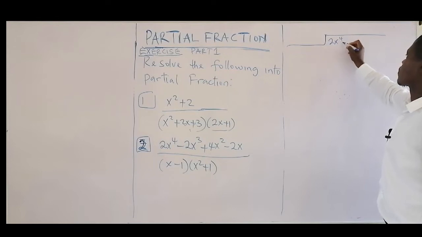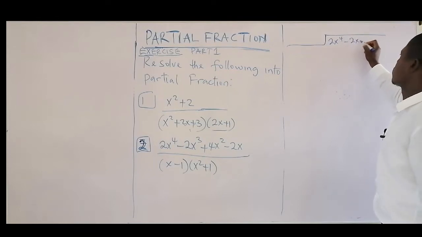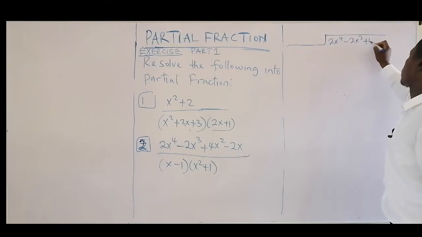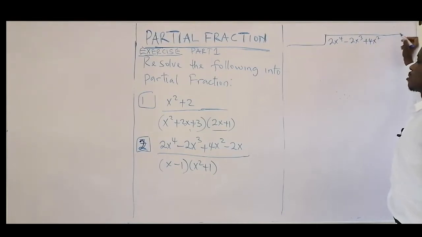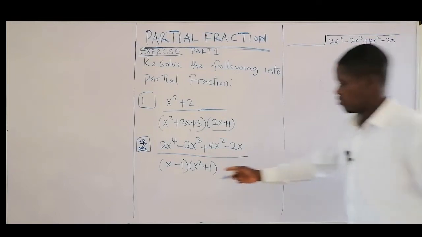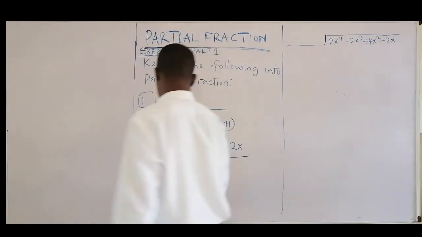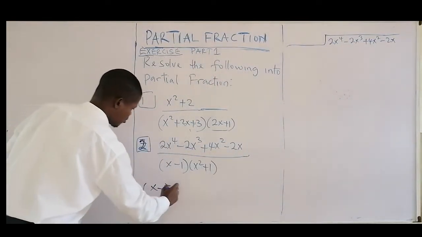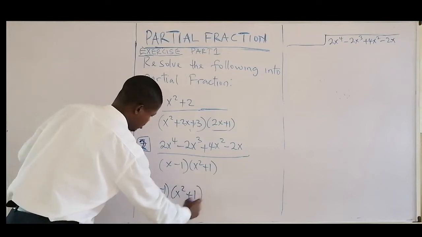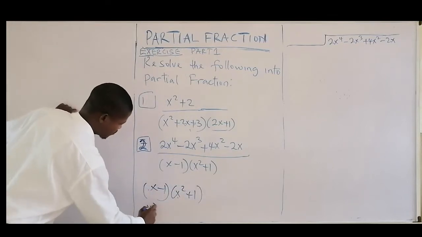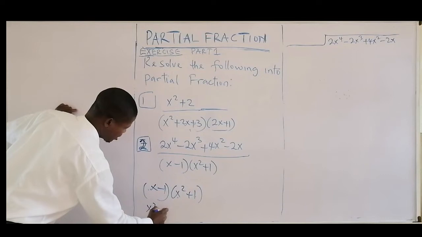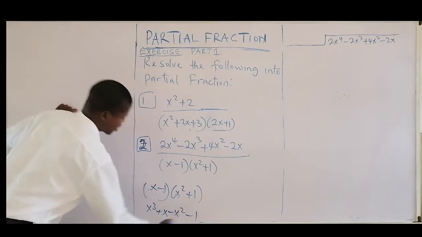2x^4 minus 2x^3 plus 4x^2 minus 2x. And then this one, we can expand this one, which will be equal to (x minus 1) into (x^2 plus 1). So this will be this one times this one, x^3. This one times this one, plus x. This one times this one, minus x^2 minus 1.